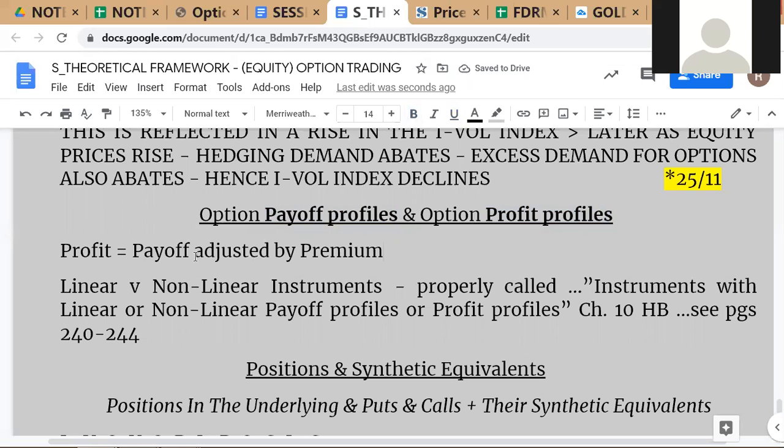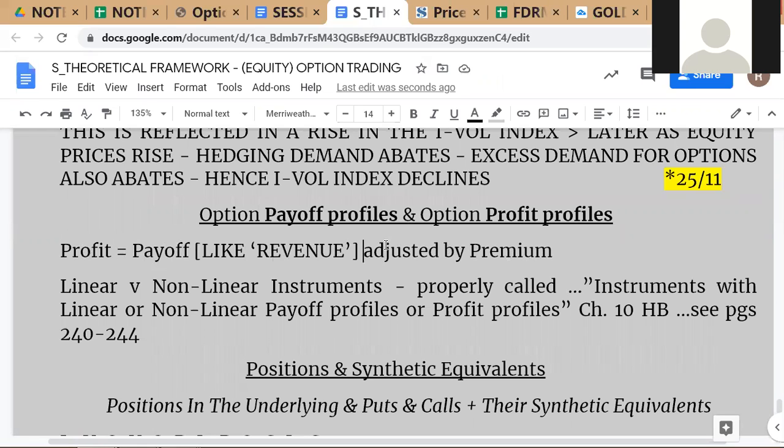Okay, so payoff is like revenue. When you have revenue, then you have cost of revenue, and so revenue minus cost of revenue is your gross profit if you connect it to the P&L. So payoff is like revenue and premium is like the cost of revenue, okay? And so the profit is basically this adjusted by, that means payoff minus the premium paid is the profit.